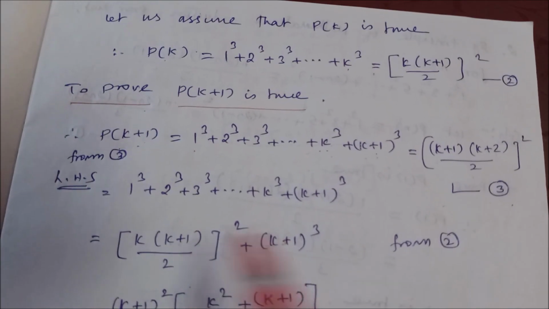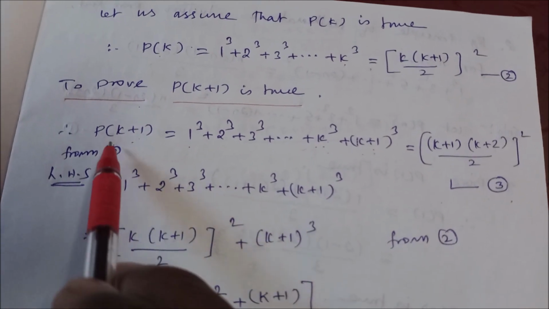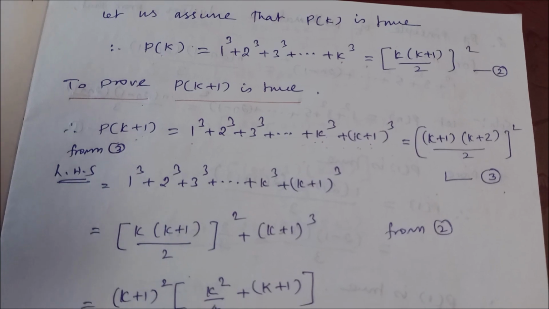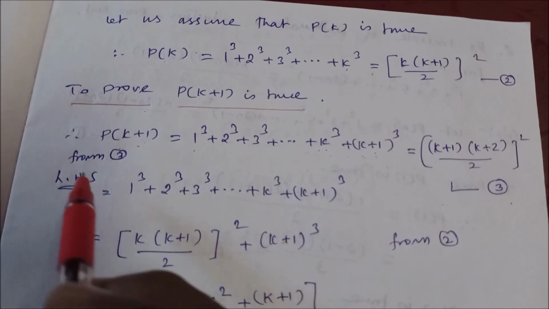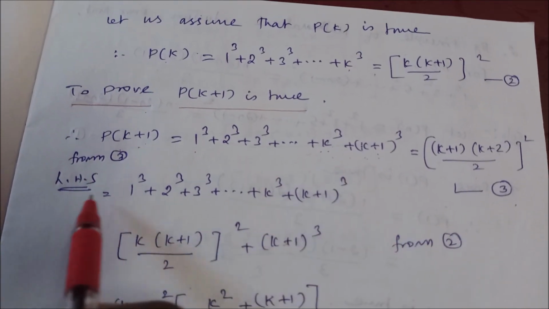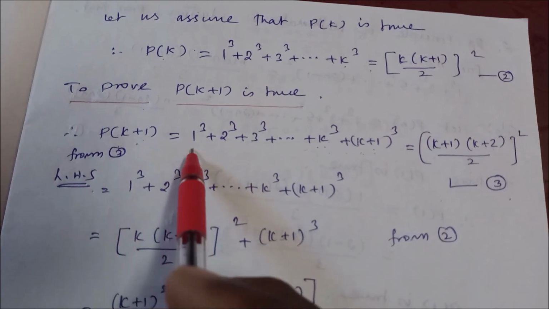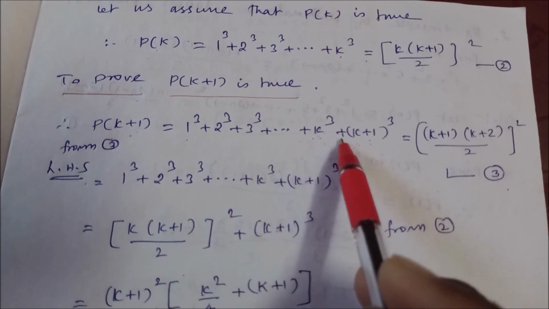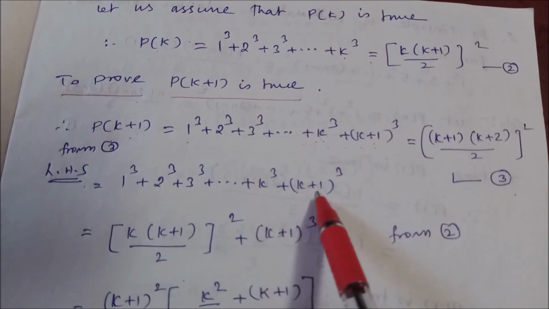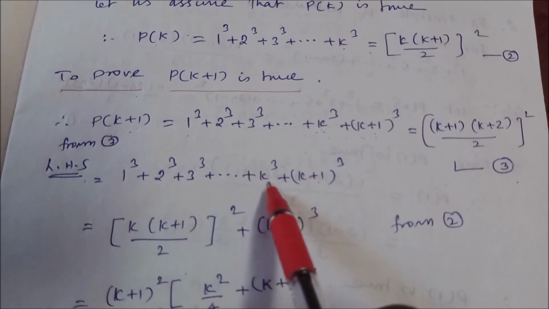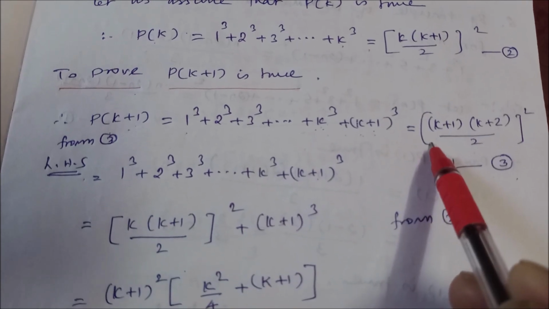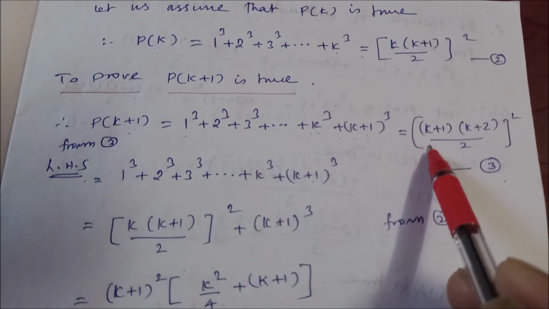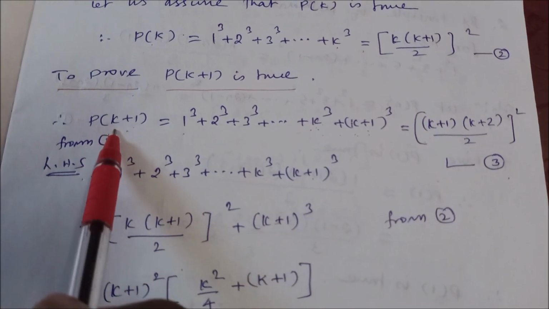Then from 3, we have proved that P(k) is true for all n greater than or equal to 1. So we take from 3 the LHS term. The LHS term is 1 cube, 2 cube, 3 cube plus etc. up to k cube plus (k plus 1) whole cube, which is equal to the RHS. Now we have proved that this LHS term is equal to the RHS term, then P(k) is true.